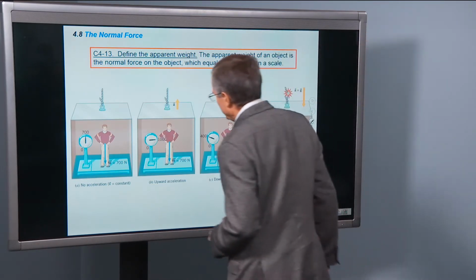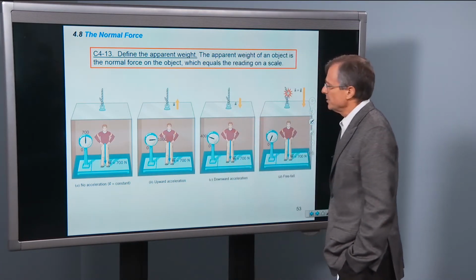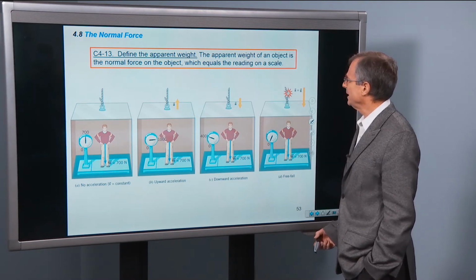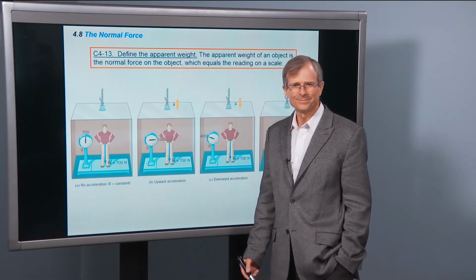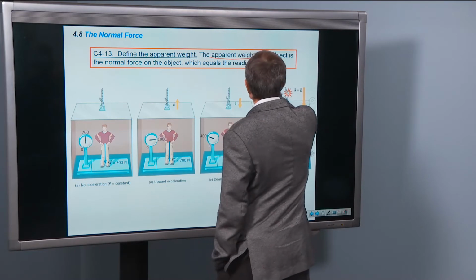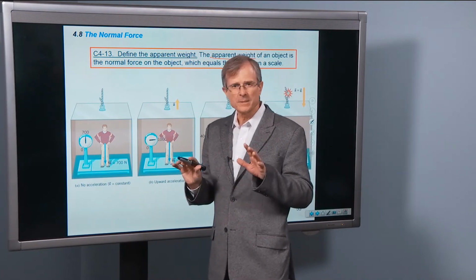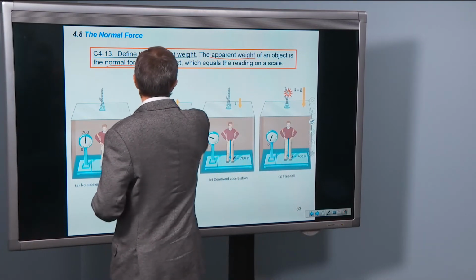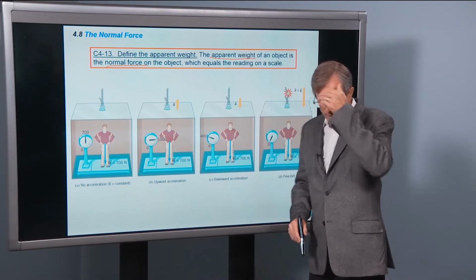Define apparent weight. The apparent weight of an object is the normal force acting on that object, which equals the reading on a scale. So this is a definition of apparent weight. It is nothing more or less than the normal force acting on that object, and it's the normal force that you read on a scale.